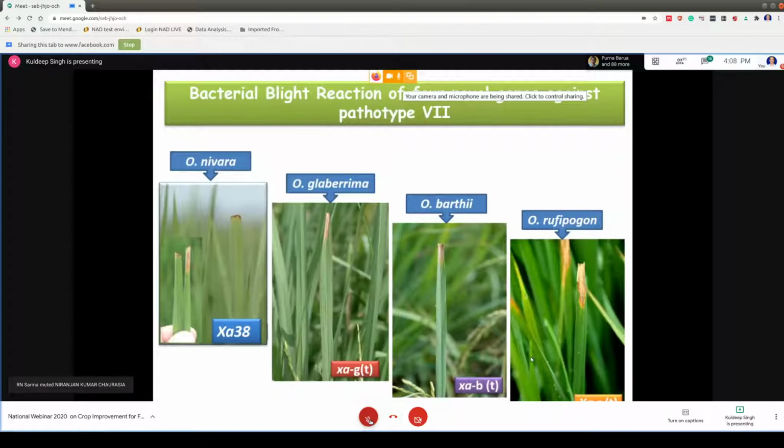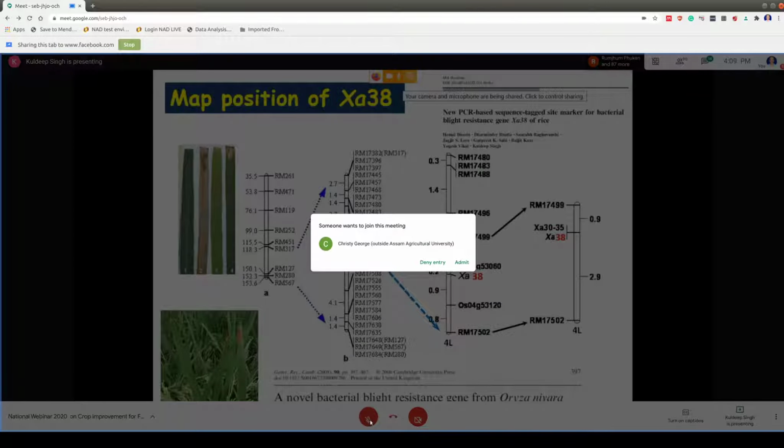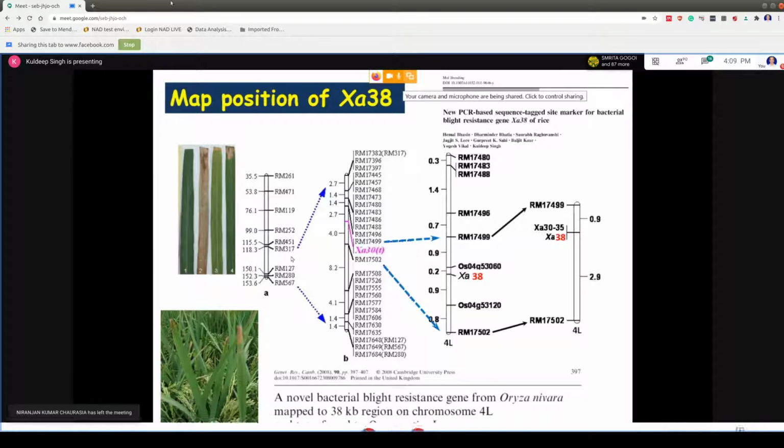So we started working on a set of those. Something from Oryza nivara, O. glaberrima, O. barthii, O. rufipogon, four different species we started working on. And I will give you one example how these things have changed. Nivara, we started crossing that line, developing the populations, using the classical SSR map, mapping our gene somewhere in this region, but it was too big. But since by that time the rice genome sequence was available, we identified new markers from the genome sequences and mapped this whole region.